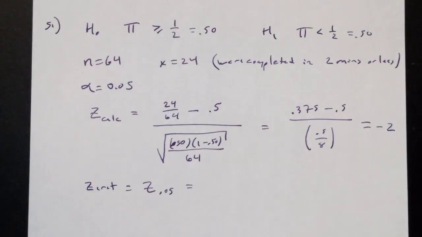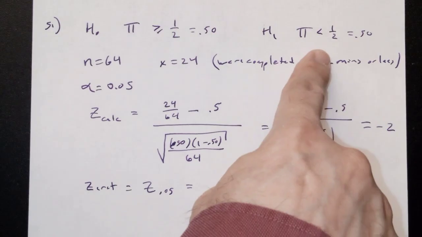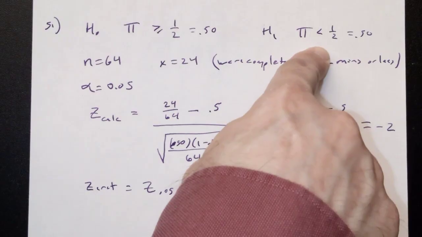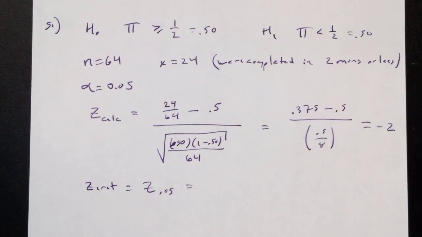However, that's the number. Am I doing a left or a right tail? Go back and look at our alternate hypothesis. Right. The alternate hypothesis? That's to the left of 1/2, isn't it? If that's to the left, then we're doing a left tail. I don't want 1.645. I want negative 1.645. Or I can use absolute values.